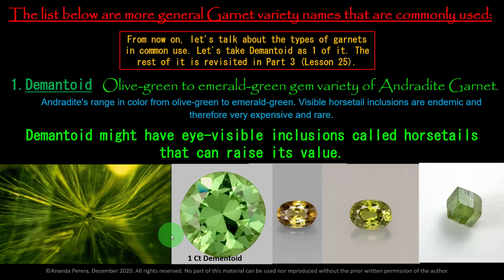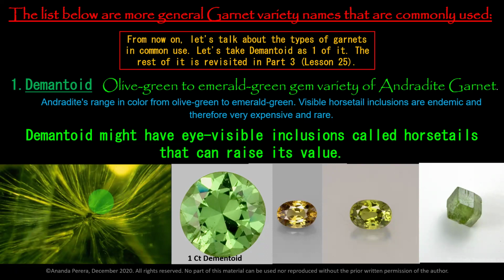Can you understand this? You can see this inclusion. It is like a horsetail. If horsetail inclusion is there, the price is very high. So the only gem where we can find a high price with highly included inclusions is demantoid garnet. So this is 1 carat demantoid. All are demantoids with little changes. This is the garnet crystal shape. This is called horsetail inclusions.